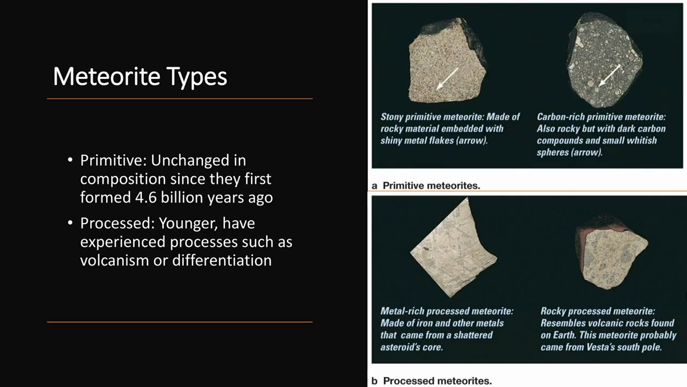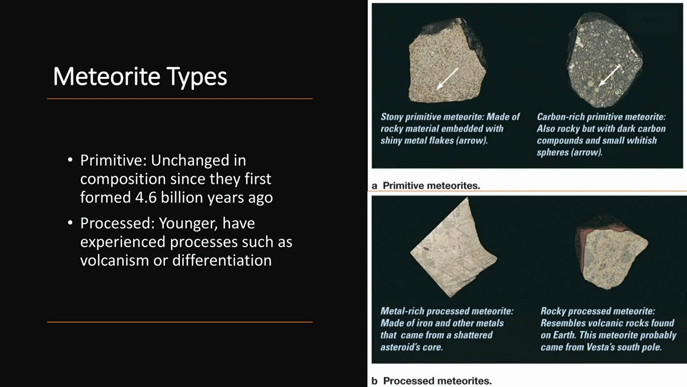So these are rocks that don't show any evidence of geologic activity. So whatever rocks you had at the creation of the solar system, those were in the asteroid belt, they hit the Earth, and then we can study basically the building blocks of the solar system.